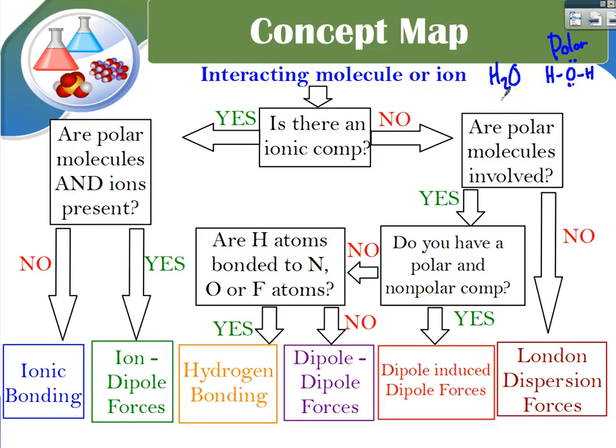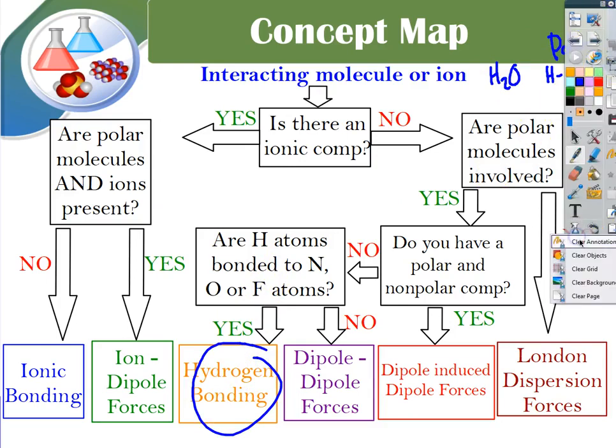So let's go through the problem. Is there an ionic compound? No. Are polar molecules involved? Yes, that is polar. Okay, so yes. Do you have a polar and a nonpolar? Well, no, I just have one polar, so no. Is H bonded with N, O, or F? Okay, H is bonded with O, so yes. It is hydrogen bonding. So you see how it helped me flow into that one right there.